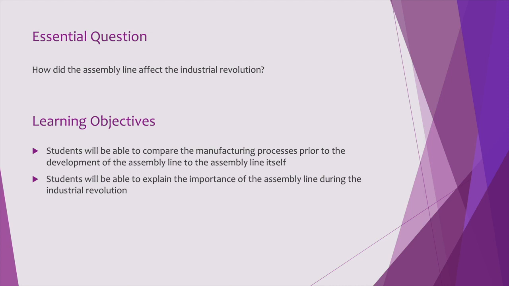These are my learning objectives. 1, students will be able to compare the manufacturing processes prior to the development of the assembly line to the assembly line itself. And 2, students will be able to explain the importance of the assembly line during the Industrial Revolution.